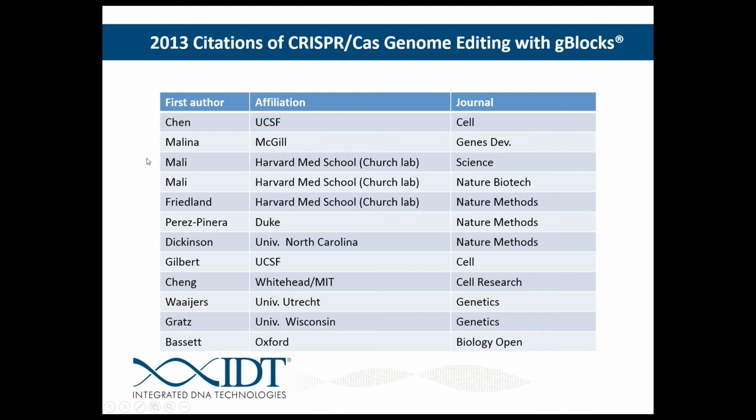Okay, before we move on to the next topic, I just want to mention this is just a small list of the papers that were published last year, in 2013, that used gBlocks gene fragments to make CRISPR elements and to use those CRISPR elements for genome modification. This is not an inclusive list, and this certainly does not include all of the CRISPR papers that are out there. That is a very large list of papers.